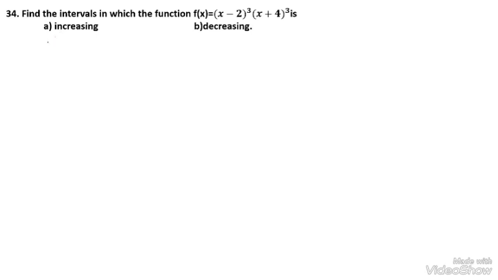Let's move on to question number 34. Find the intervals in which the function f of x is equal to x minus 2 cube, x plus 4 cube is increasing or decreasing. Okay. Here in this condition, we have to find the intervals. That's why now I can calculate the function and differentiate that function. Based on the differentiation, we can find the intervals here. First, I can take the function, that is f of x is equal to x minus 2 cube into x plus 4 cube.